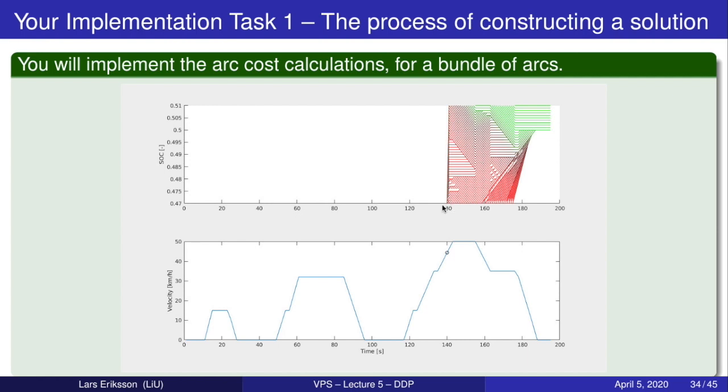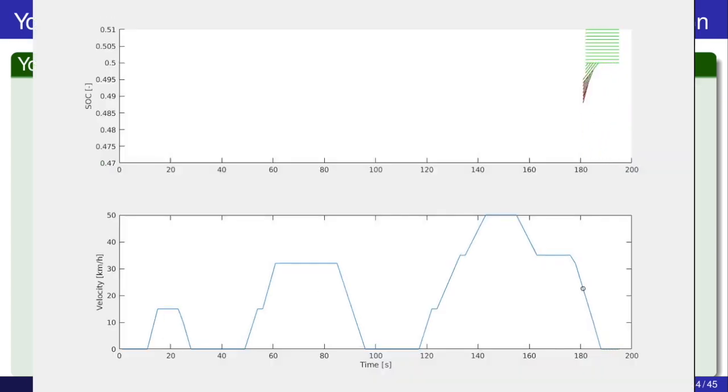Calculate all the arc costs, store, calculate more arc costs, store, and so on. This procedure continues until the end. But the main thing I want you to notice is that your main task is to calculate all these arcs that are visible here in the plot, so that the solver can build up these optimal paths that you are working with. So we will now look at an animation that constructs the complete solution over time.